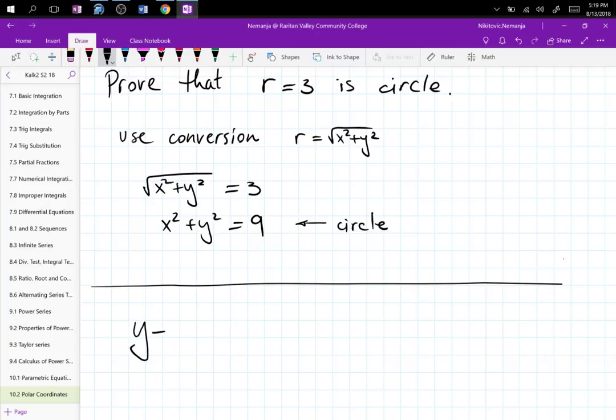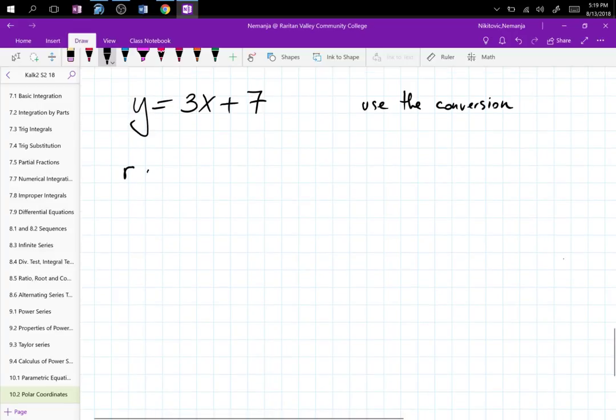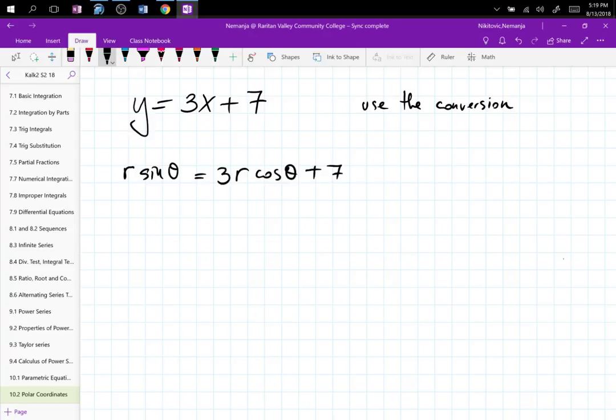So let's take a look at y equals 3x plus 7. That is a straight line, a linear line, and it shouldn't be an issue, right, to put something like this into polar coordinates. Well, guess what? This is an issue to put in polar coordinates. Use the conversion. Let's see. Your y is equal to r sine theta, which equals 3 times r cosine theta plus 7.